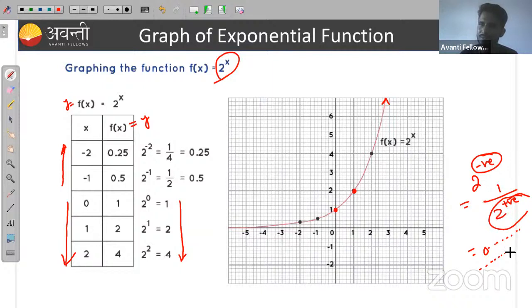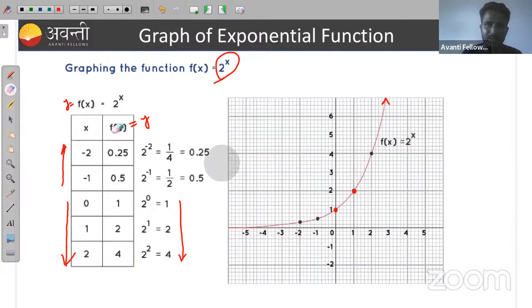Its value will be 0.000000000 with 10 lakh zeros or 1 crore zeros, and after that there will be a 1, yes or no? But practically this is not 0. From the graph we can see that it will be very close to 0, but it will never touch the x-axis. So the exponential function is never 0. Please do remember, an exponential function never touches the x-axis. It will be very close to the x-axis.